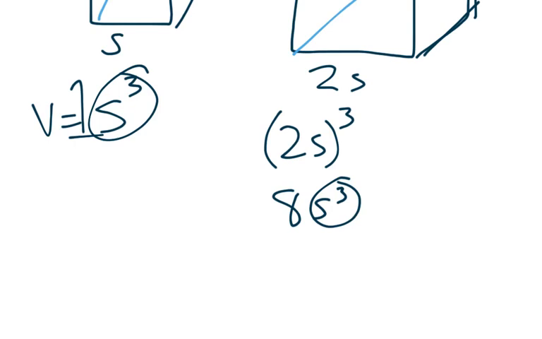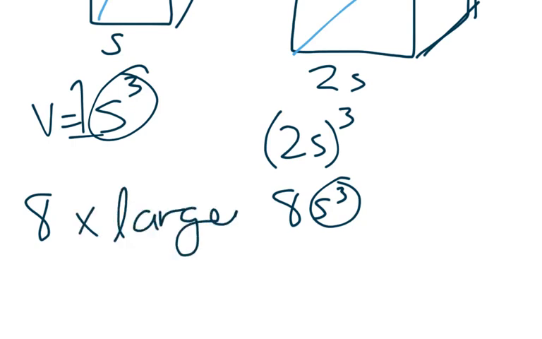So you have a ratio of 1 to 8. Your new cube is 8 times larger. And that is your answer for number 9.